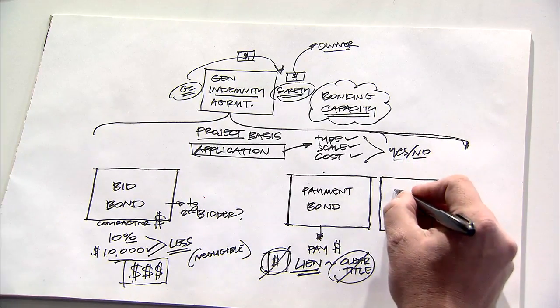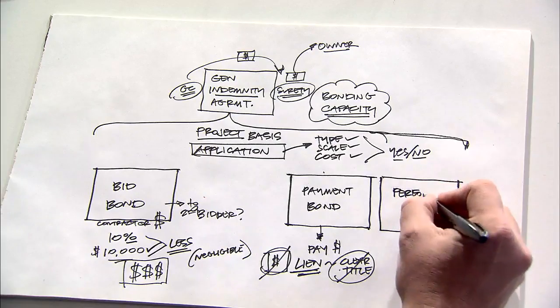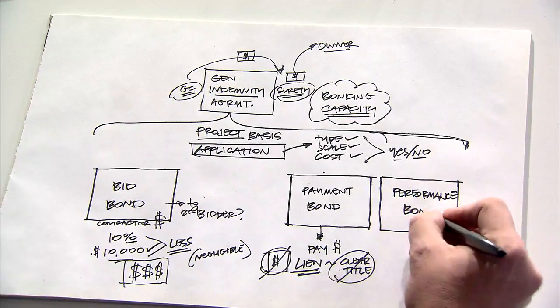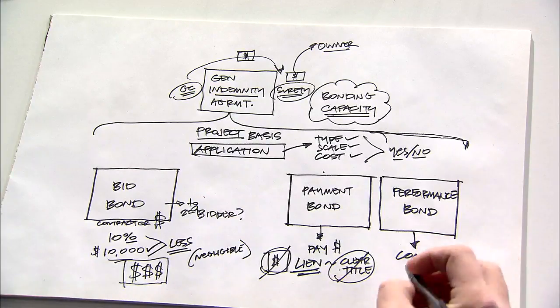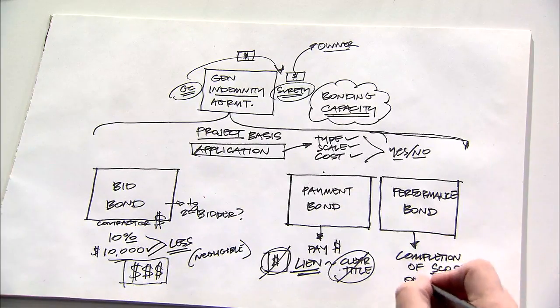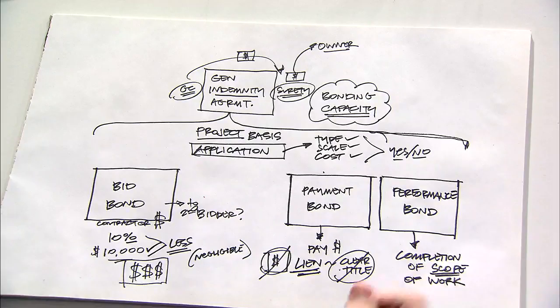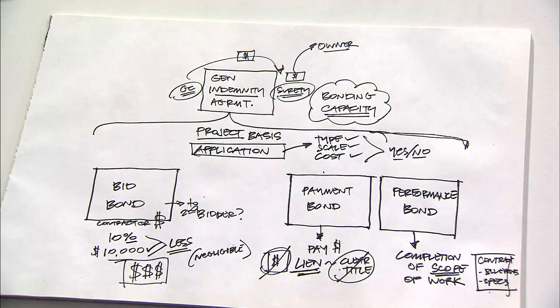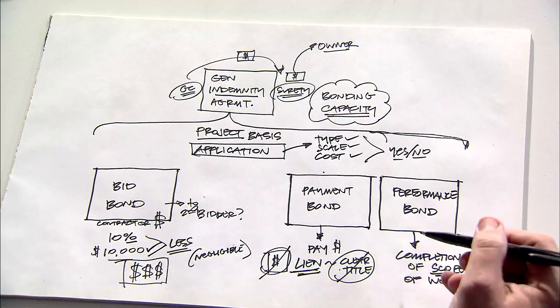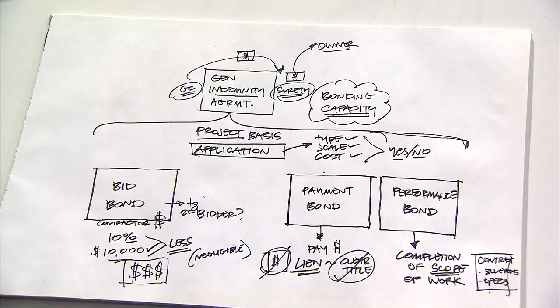The second type of bond that would be provided by the successful contractor is a performance bond. And the performance bond simply is relative to whether or not the contractor completes the scope of work. In other words, the scope as defined by the contract, which would include the drawings, specifications, and other contractual components. And basically, the bond says that the surety is obligated to the owner to provide the completion of the scope of work if the contractor does not.